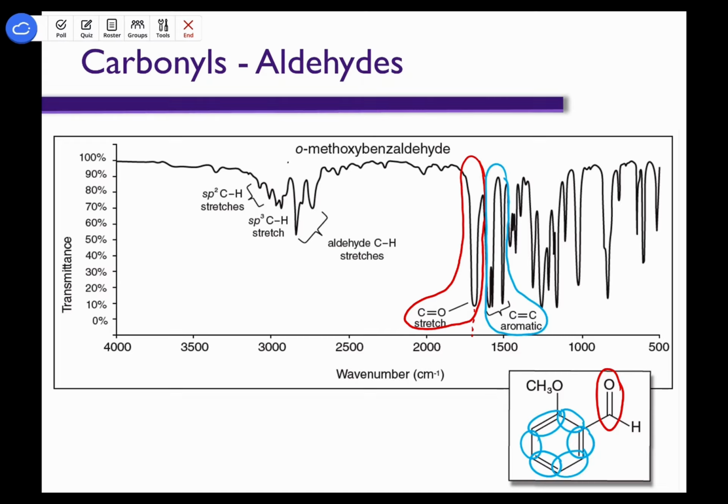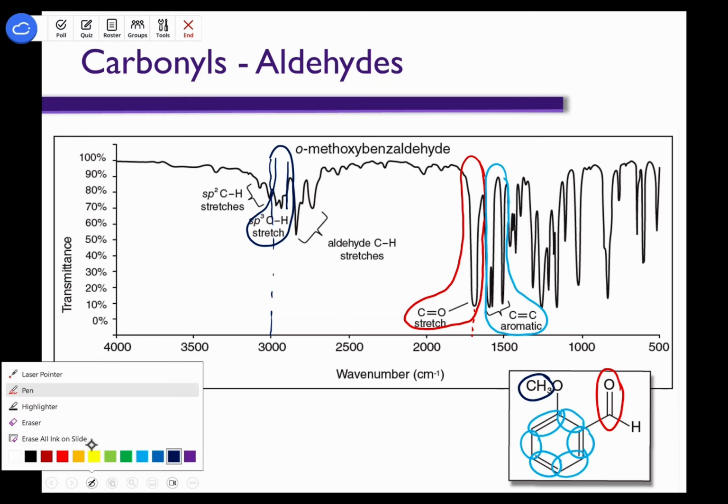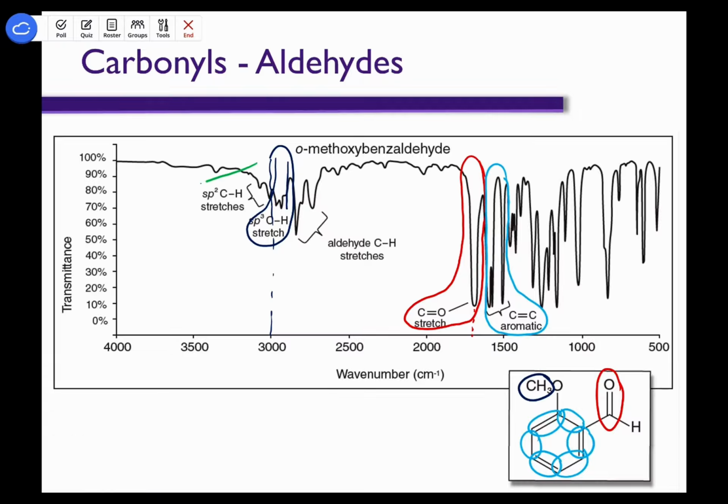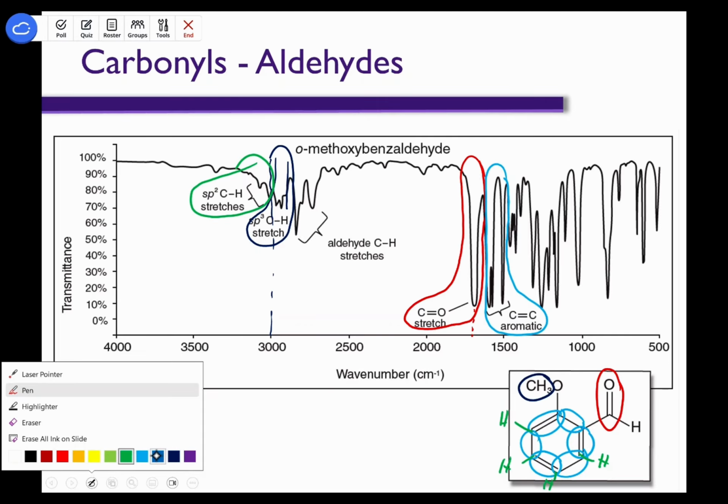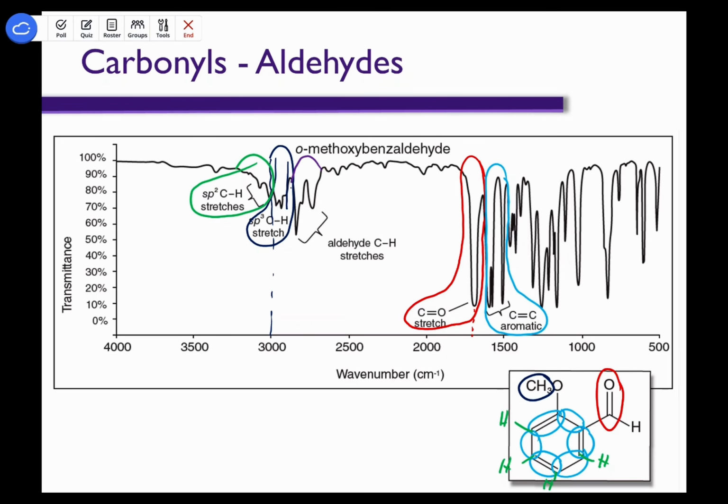Just less than 3,000 wave numbers, we have our sp3 carbon-hydrogen stretches. We have some sp2 carbon-hydrogen stretches from this aromatic group happening here. And we even have some rather unique carbon-hydrogen stretches happening from this aldehyde over here.